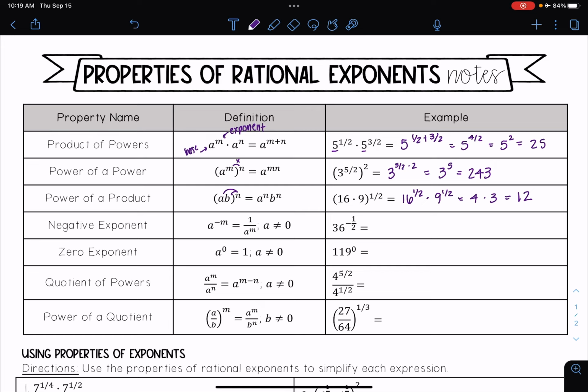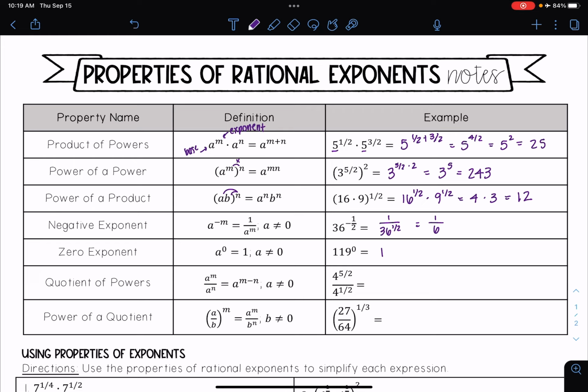Negative exponent, what I do is I flip it. So here I have a to the negative m. To make that positive, I move it to the denominator to become 1 over a to the m. So for example, I have 36 to the negative 1/2 power. To make that power positive, I would just write 1 over 36 to the 1/2 power. And 36 to the 1/2 power is the same thing as the square root of 36, which gets me 6. A zero exponent rule is that anything raised to the 0 power is just equal to 1, except when a is 0. So here, 119 raised to the 0 power is just equal to 1.